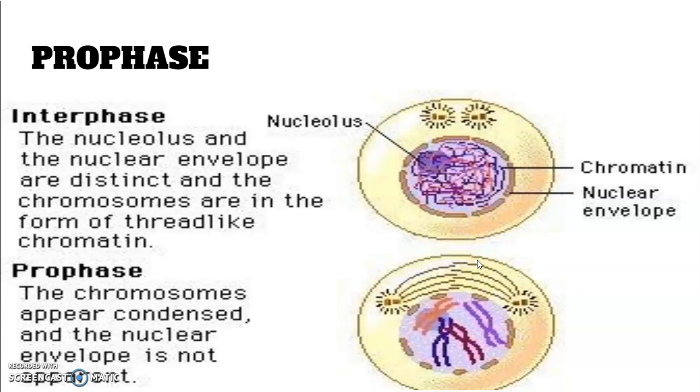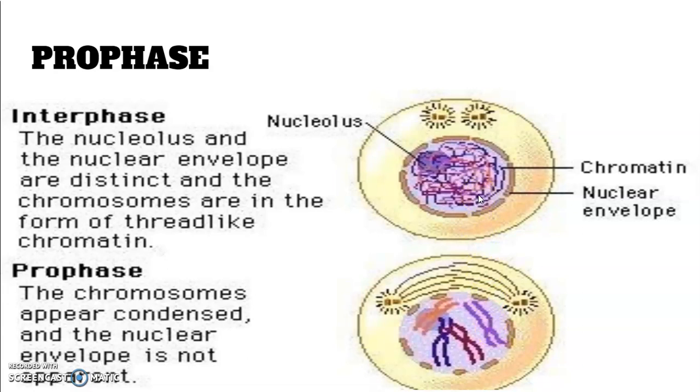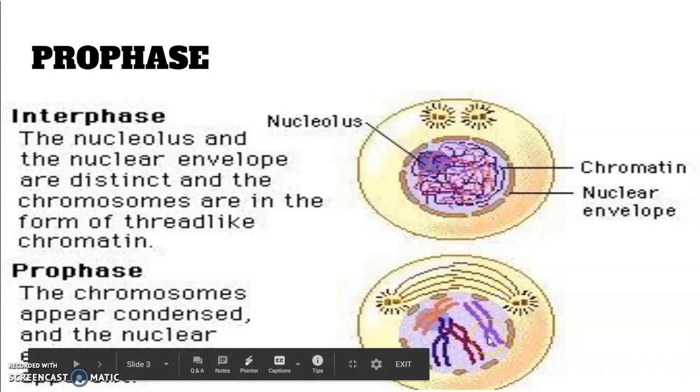The first stage of mitosis is called prophase. During prophase, the first thing we can see, children, is that the loose network of chromatin fibers undergoes coiling and condensation. As a result, each chromosome becomes visible. The chromatin undergoes coiling and condensation and becomes a chromosome. You can see the chromosomes over here. Each chromosome has two chromatids, held together by the centromere.